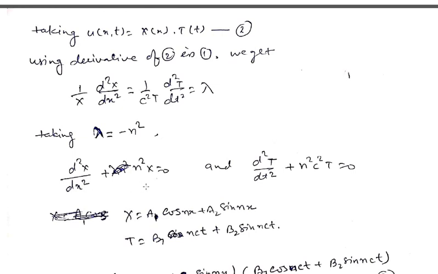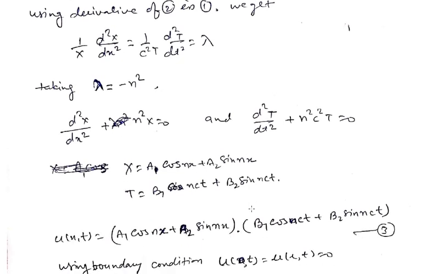In the first equation, the auxiliary equation is m² + n² = 0. It means m = ±in, and in that case the solution can be written as X = a1 cos nx + a2 sin nx. Similarly, for the second equation, the solution can be written as T = b1 cos nct + b2 sin nct. Here small t is the independent variable and capital T is dependent. Capital X is the dependent variable, small x is the independent variable.